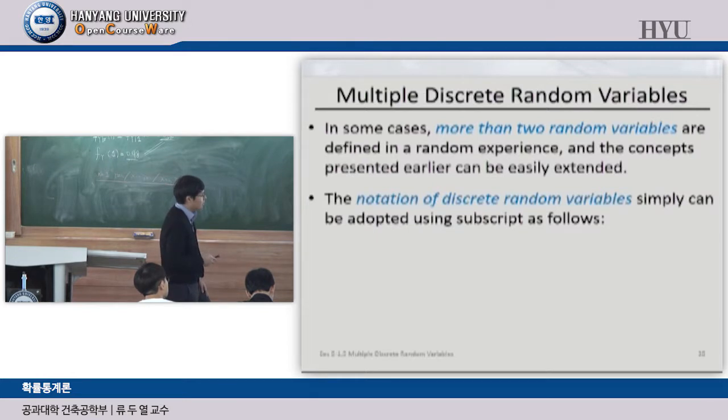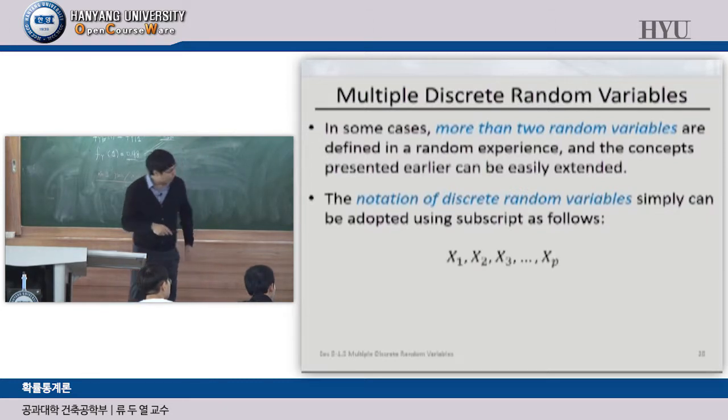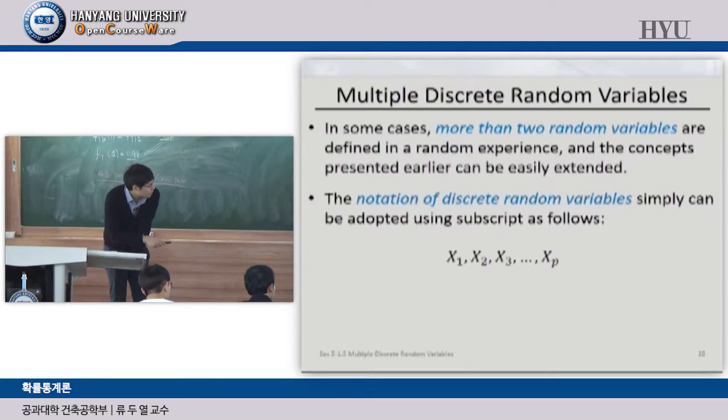And the notation of the discrete random variables simply can be adopted using the subscripts as follows. For example, x1, x2, x3, and so on up to xp, okay? So the number of the discrete random variables can be expressed by this simple subscript from 1 to p. We are not going to use x and y anymore. Okay?